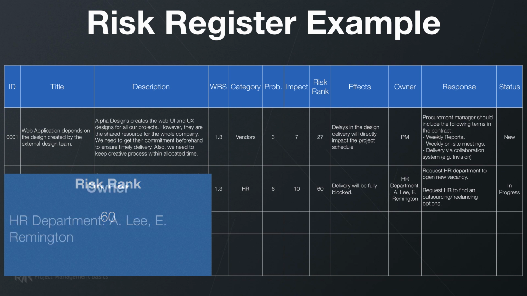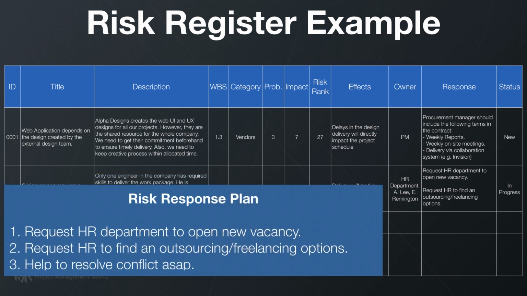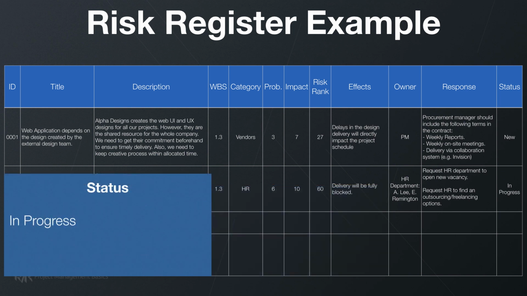I'll explain it in a minute. Owners are the HR department and specifically Lee and Remington. So our risk response plan here is to request HR department to open new vacancy. Request HR to find an outsourcing or freelancing option if we can't get a new resource, a new person to the team in time. In parallel to that, they need to work to help to resolve the conflict that this person has with the functional manager. Status is already in progress, even if it's just the planning phase of the project, but this risk is an ongoing one. I don't need to wait until the implementation phase or later because this risk is already happening.